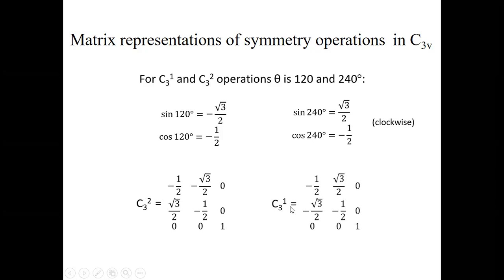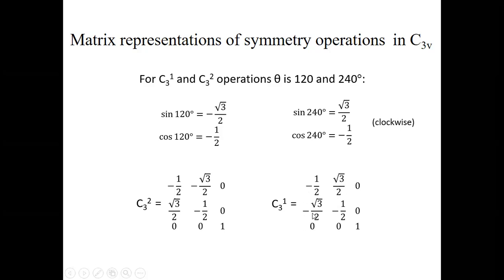So the C3 matrix will have the form minus 1/2, the square root of 3/2, 0, the square root of 3/2, minus 1/2, 0, and 0, 0, 1. Now you see that these matrices look somewhat different than the matrices that we have seen for the point group C2V. In the point group C2V, we only had non-zero values on the trace of the matrices. And you see that's now no longer the case. We have also non-zero entries which are not on the trace of the matrix.